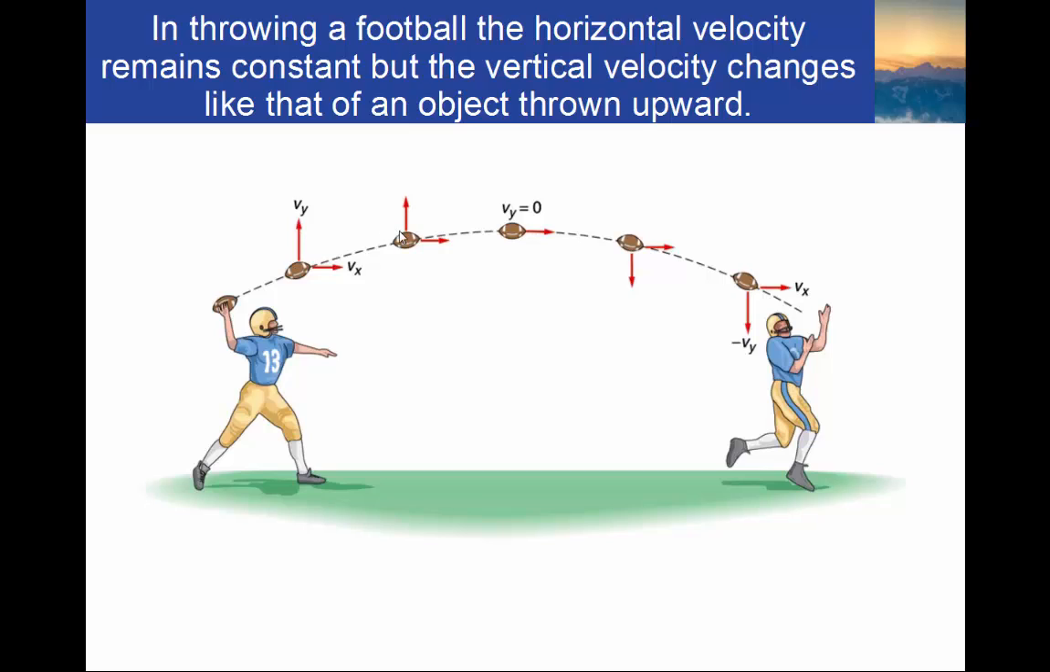And as the football goes up, the vertical component gets smaller until it reaches zero. Then it gets bigger, but in the opposite direction, downward, until the guy catches it. And the horizontal component basically stays constant, that is, neglecting air resistance.